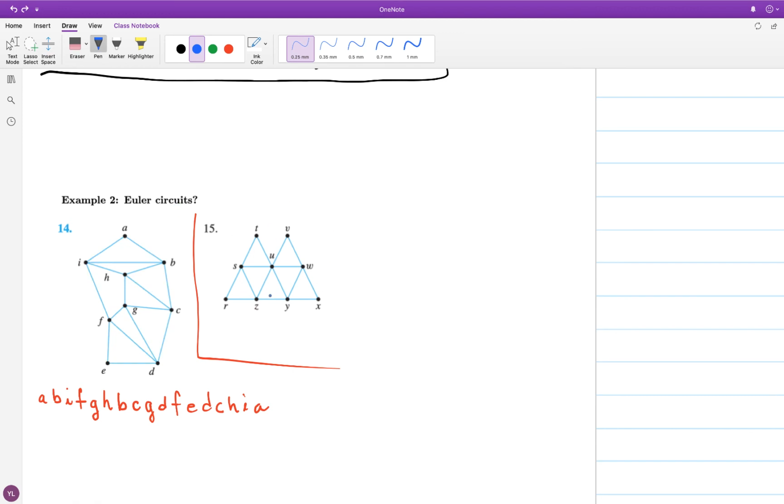Let's see, how about this one here? Let me check the degrees of the vertices really quickly. They all appear to be even, right? Let's see if we can get a quick Euler circuit through this. I found one without trying too hard. But I could go through the algorithm carefully, right? But that did it. I went through all the vertices of the graph, all the edges of the graph, without repeating any edges.